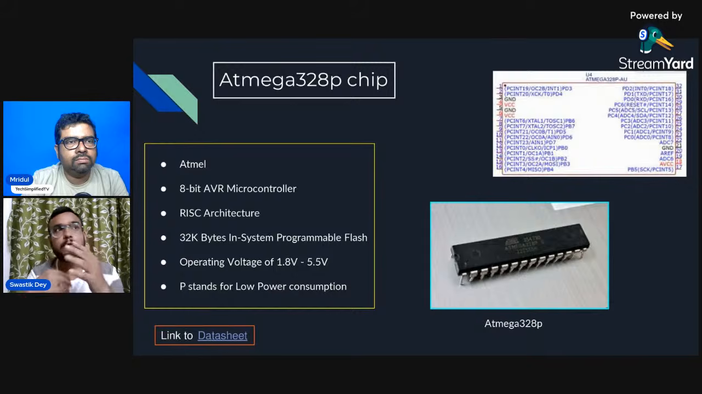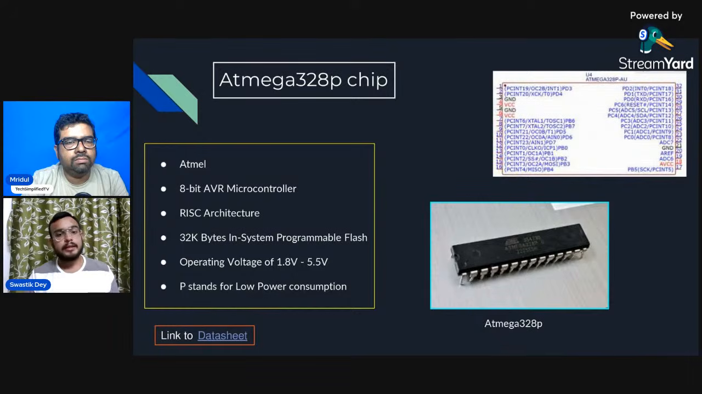Atmel developed the Atmega 328 microcontroller in two different versions. The first one was the Atmega 328, and the second one was the low powered version, that is this, the Atmega 328P.